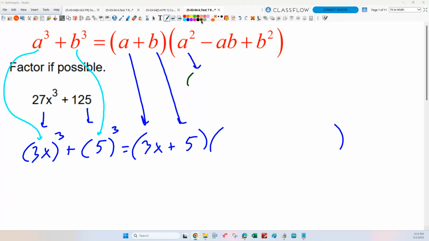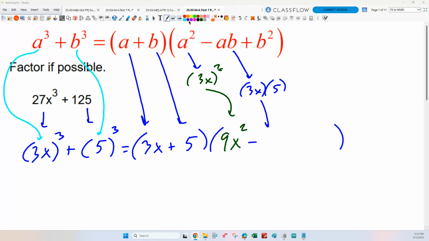A squared is going to be the quantity 3x squared. It's got to be in parentheses because I'm squaring the whole thing. What is 3x quantity squared? 9x squared. I have to square the 3 and square the x, and I get 9x squared. Okay, minus, what about AB? Well, think about that. AB is 3x times 5. What's that? 15x. Plus B squared. B is 5.